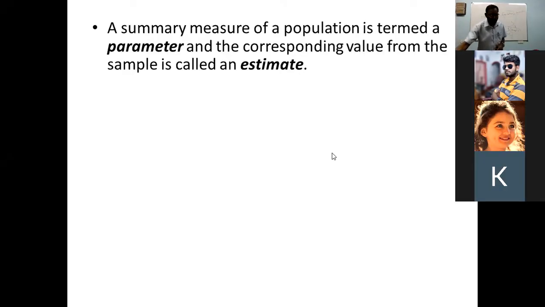Any questions? So whatever summary you make based on the population is called a parameter. Whatever summary you make from a sample is called an estimate. So hereafter, if I say estimate, you should know it is coming from a sample. Parameter means it is coming from the population. So you know the difference between population and sample.